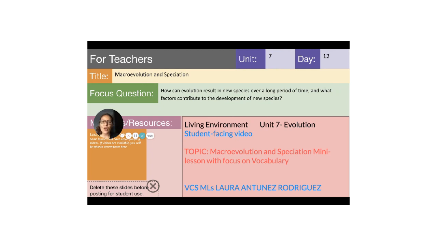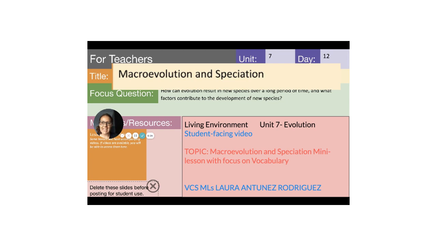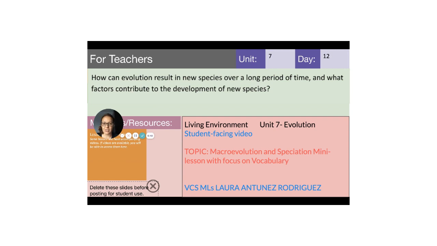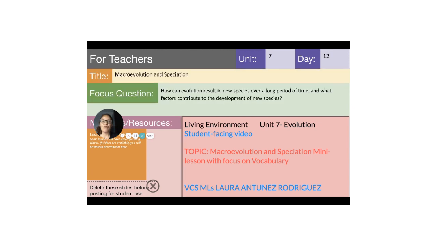Today we are going to be seeing together Unit 7, Day 12 on Macroevolution and Speciation. Our question today is, how can evolution result in new species over a long period of time? And what factors contribute to the development of new species? Today, I will be reviewing with you what macroevolution and speciation are, and we will be checking all that vocabulary that you have learned in your lessons lately. Stay with me and let's begin.